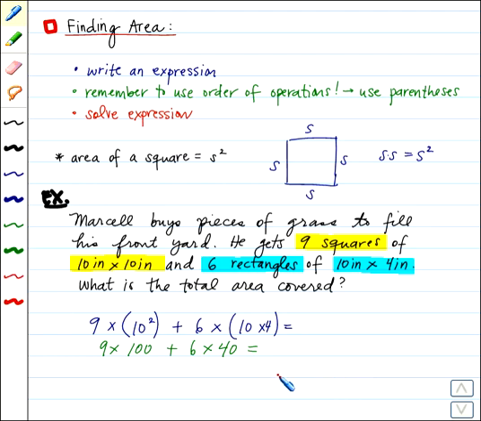Alright, welcome back. So remember, first we do multiplication from left to right. So 9 times 100, and then we'll do 6 times 40. We have 900. Still keep that plus sign. 6 times 40 gives us 240. And then finally we'll do the last portion, which is the addition. 900 plus 240 gives us 1140. Now in this case it's a word problem. We need to know what we're looking for. We have inches squared since we're looking at an entire area of his front yard.